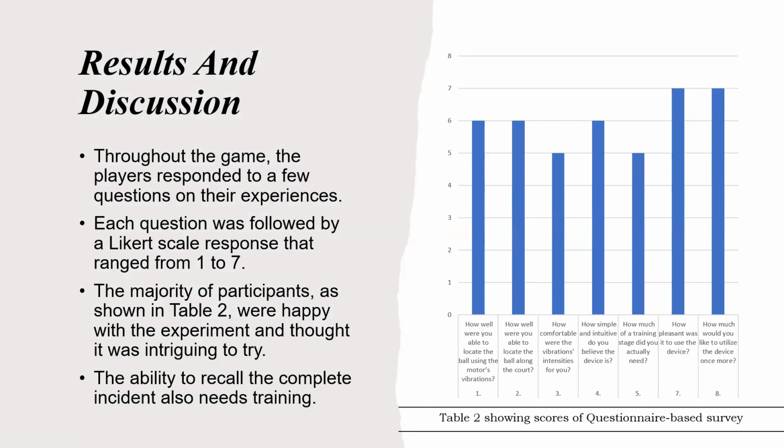Result and discussion. Throughout the game, the players responded to a few questions on their experiences. Each question was followed by a Likert scale response that ranged from 1 to 7. The lowest score is 1 and the highest score is 7. The table presents the outcomes. The majority of participants, as shown in the table, were happy with the experiment, and throughout it was engaging to attempt.